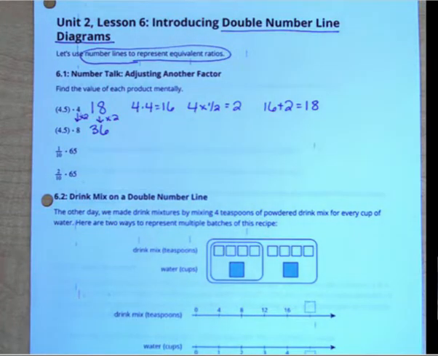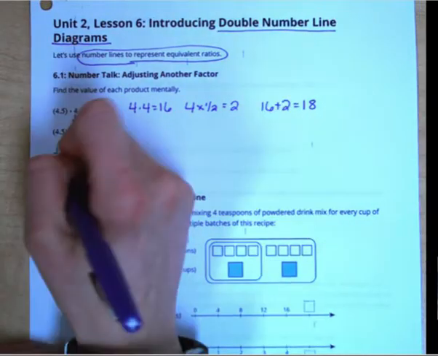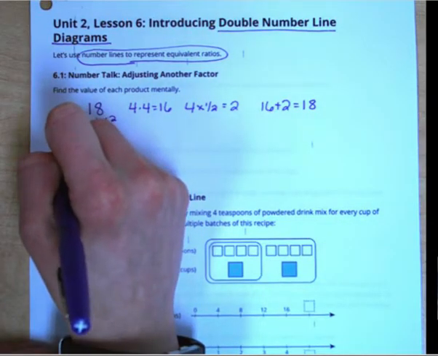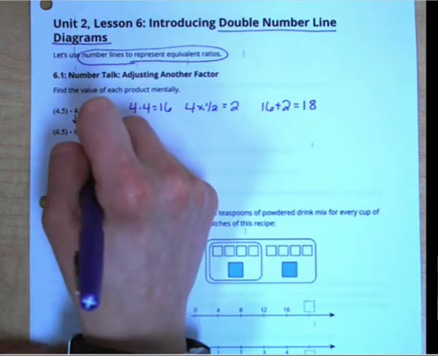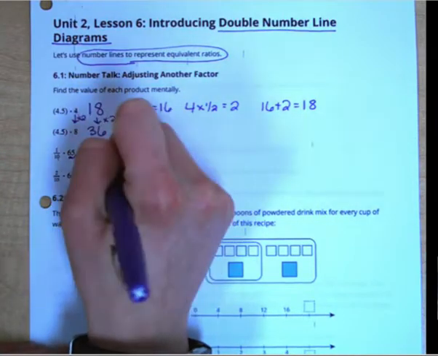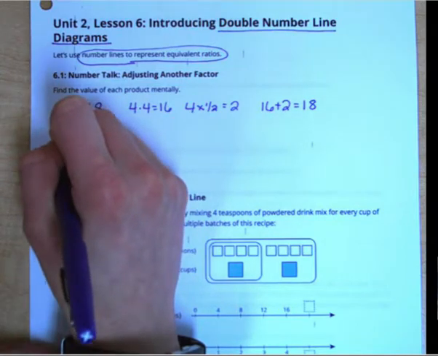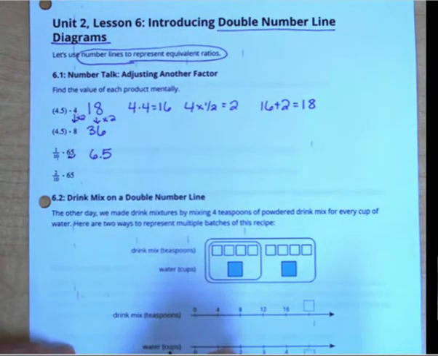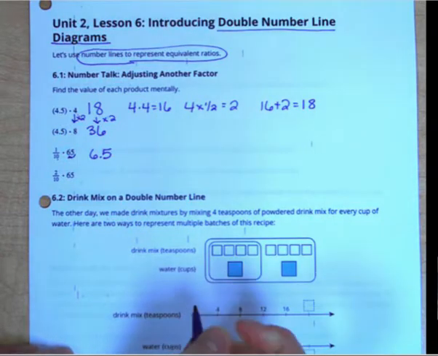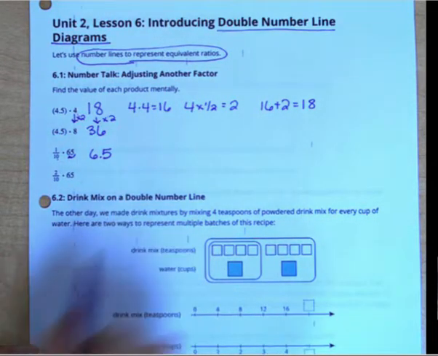1/10 times 65. Remember, any time that we are multiplying by a power of 10, in this case it's a fraction, we are going to move our decimal once to the left. So since it's 10, we're going to move it once to the left, so our answer would be 6.5. We know we move it to the left because it's multiplying by a number that is smaller than 1. 1/10 is smaller than 1, so we move it to the left. If it were something bigger than 1, like 10, then we would move it to the right.